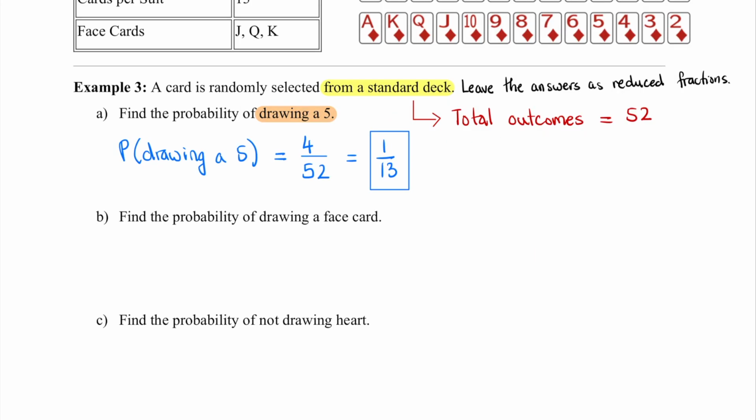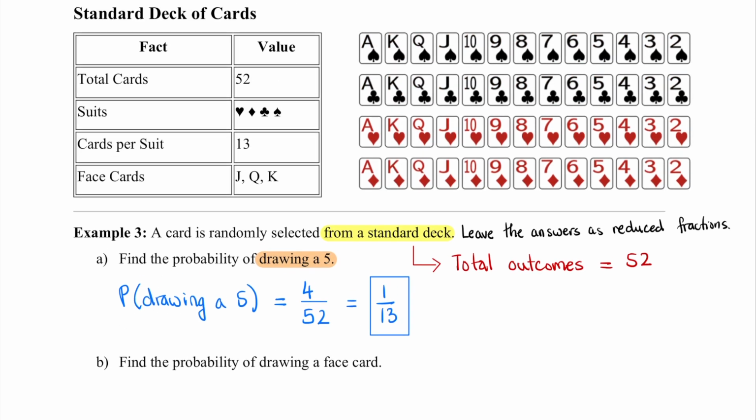Question B. Find the probability of drawing a face card. Remember, the face cards are Jack, Queen, and King. So how many face cards are there in a deck of cards? 1, 2, 3, 4, 5, 6, 7, 8, 9, 10, 11, 12. The number of favorable outcomes is 12.